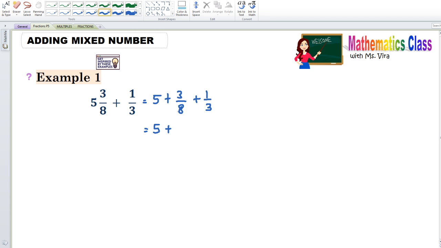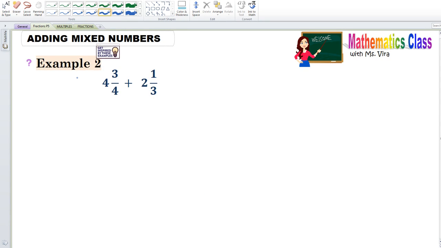Then we change the denominators to 24. 8 times 3 is 24, then 3 times 3 is 9; 3 times 8 is 24, then 1 times 8 is 8. Okay, because they have common denominators already, we can just add the numerators. So 9 plus 8 is 17, and the denominator is 24. Now add the whole number and the fraction. So 5 17 over 24.